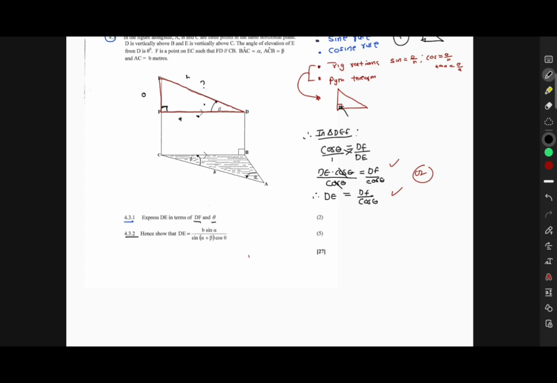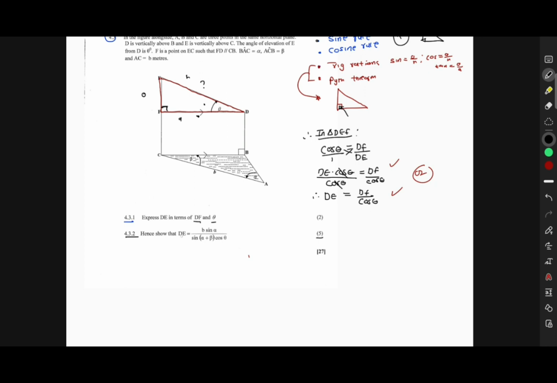So let me show you how to solve 4.3.2. Hence show that DE is equal to b sine alpha divided by sine of alpha plus beta, multiplied by cos alpha, cos theta. Ladies and gents, you see that here we are working towards 5 marks. So it's not something big, guys. This is just a continuation.